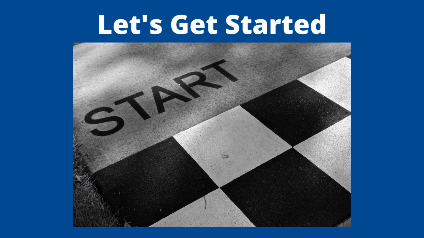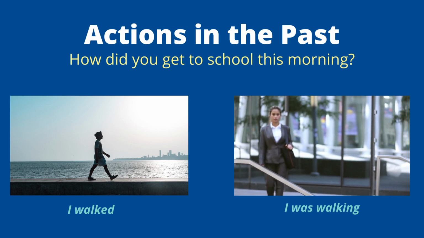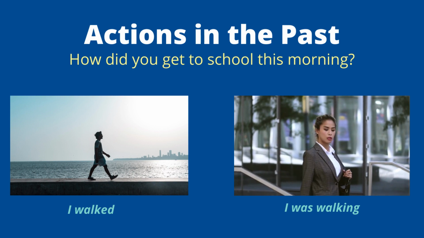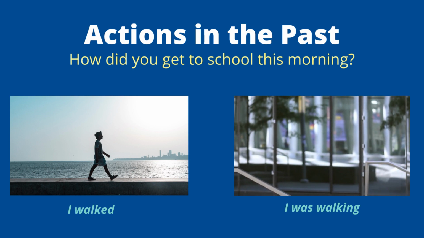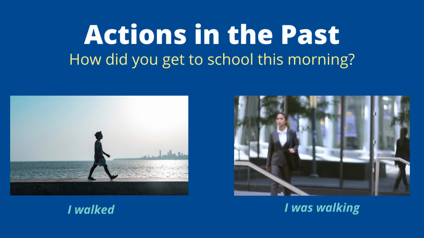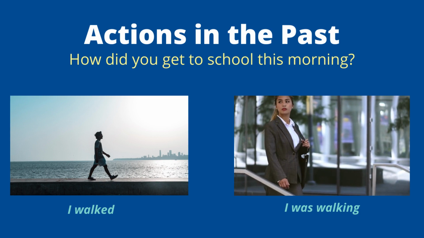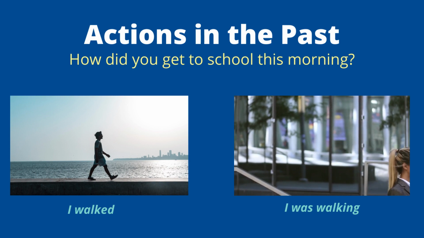Okay, where do we start? Well, we have to get a basic understanding of what the perfect tense is, or at least refresh our memory if you've seen that video before. So again, we're talking about actions in the past. One example is to think about how you got to school this morning. There are two ways you can say it: I was walking to school, or I walked to school. The difference is sort of like the difference between a snapshot, a photo, and a video.